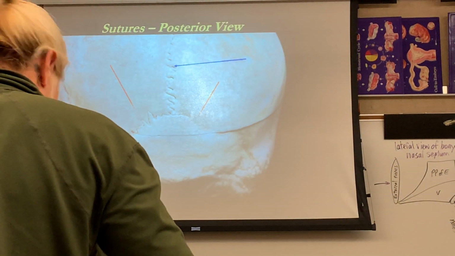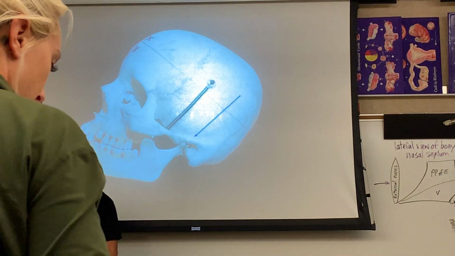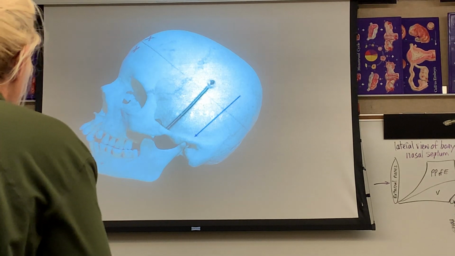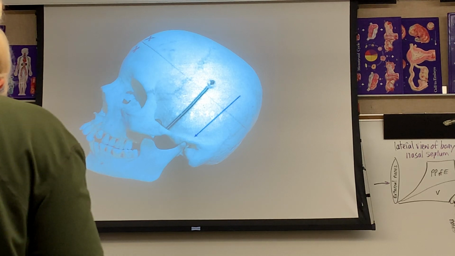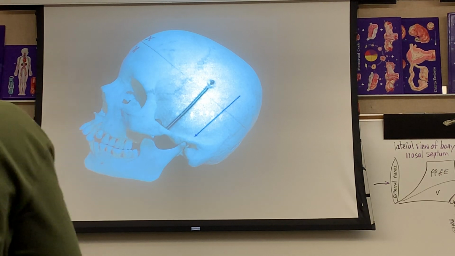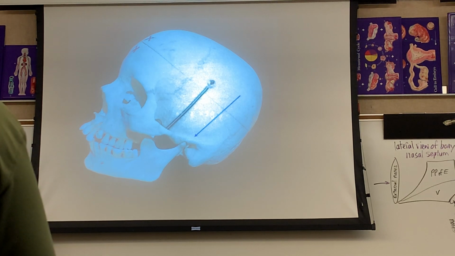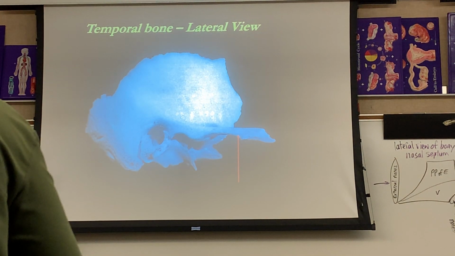We did all the sutures. Now let's go back to the temporal bone. We did parietal, we know where it's located, right? Temporal bones, this is the left temporal bone articulated. This is the right temporal bone disarticulated.